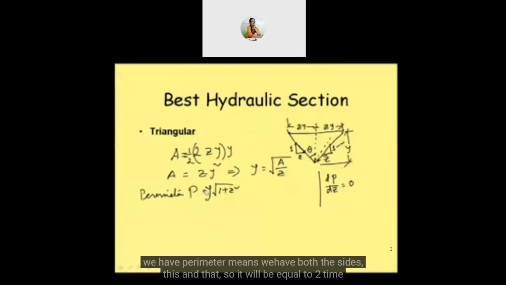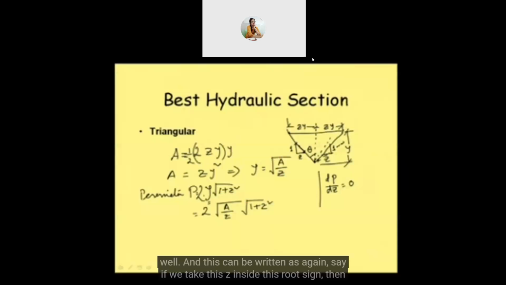And that can be written as 2 times this y, which we will express as root over a by z. And then we can write this as root over 1 plus z square. Well, and this can be written again, if we take this z inside the root sign, as twice root over a and root over 1 by z plus z. Well, now to have this expression in a simple form, we can square both sides.